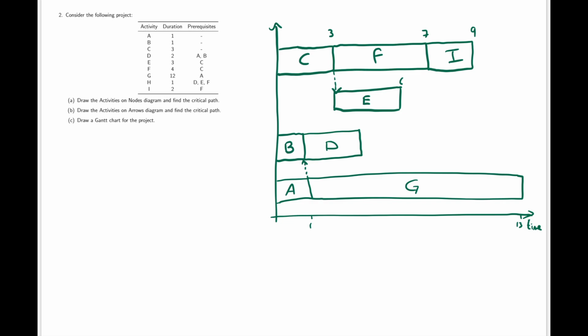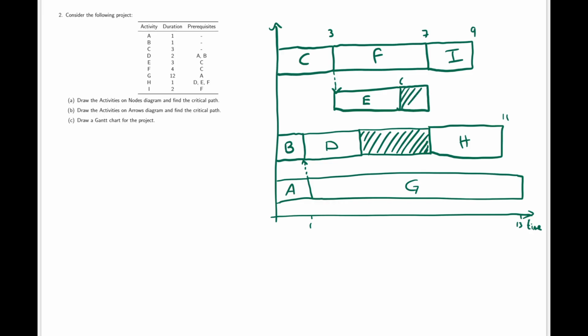And our only other activity to place in this Gantt chart now is H. Now H must have waited for D, E and F to all finish. So it can only happen after F has finished. I can place it either here or here, it does not matter. And that will take us to time 11. But we need to show that D, E and F all need to finish before H. So we can draw our shaded float here between D and H, and a shaded float between E and H, and our prerequisite arrows. And that would be the Gantt chart for this project.